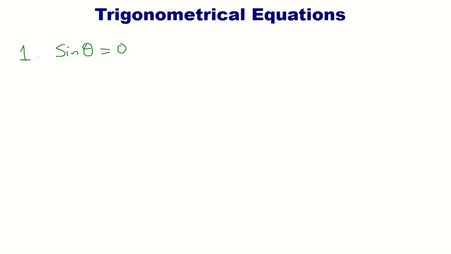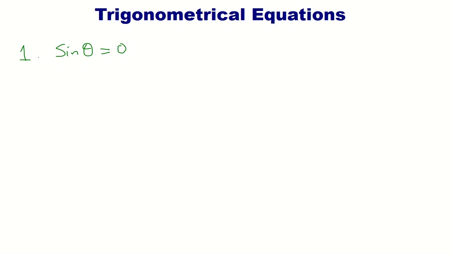First example: if you're given sine theta equals 0 and they want us to solve that equation, it means they want us to find the values of theta. One thing we note with trigonometrical equations is that they have infinite solutions.